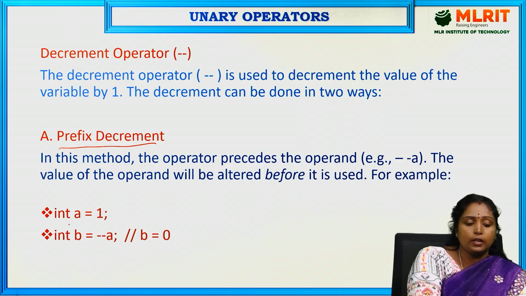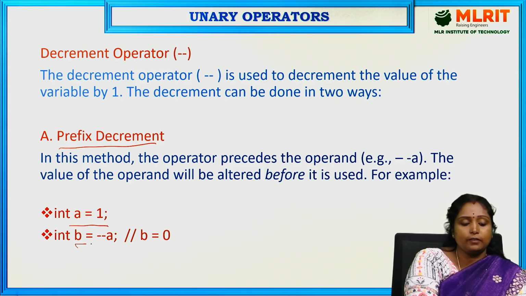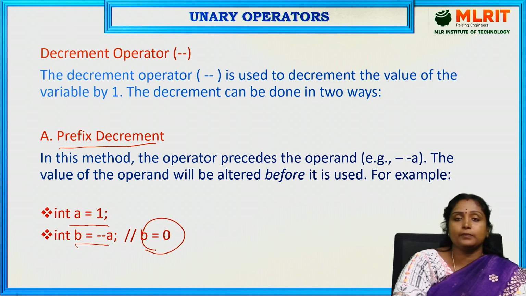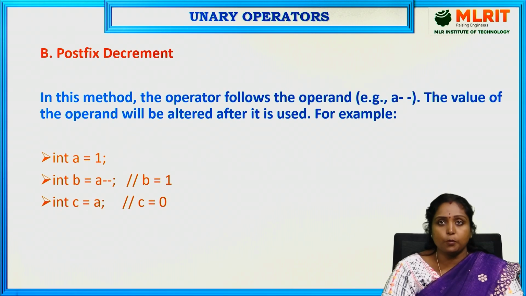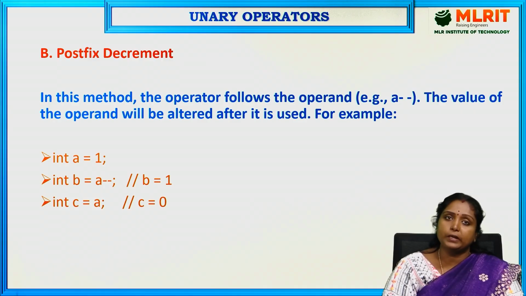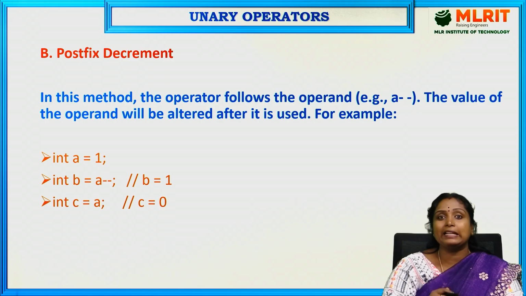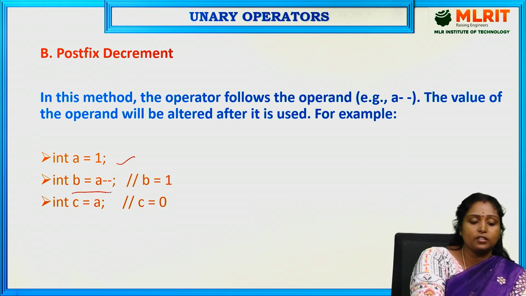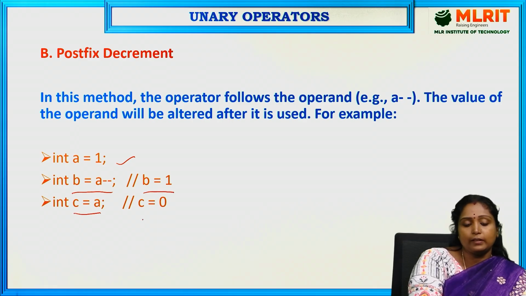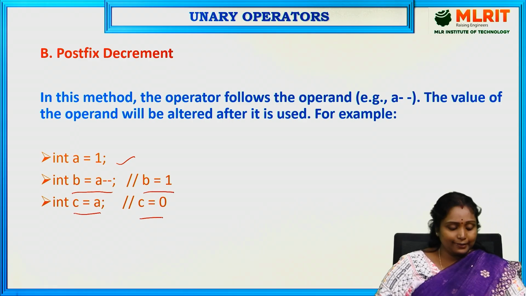Okay, so if I go with a equals 1, b equals minus minus a, I say the b value will become 0. Similarly, the post-decrement, postfix decrement operator, first it will save the value, then decrement the value by 1. So if a equals 1, b equals a minus minus, c equals a, the b value will be 1, and the c value equals 0. So let us see the example program.